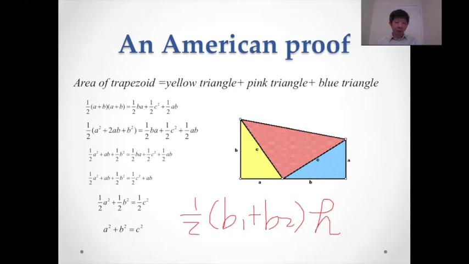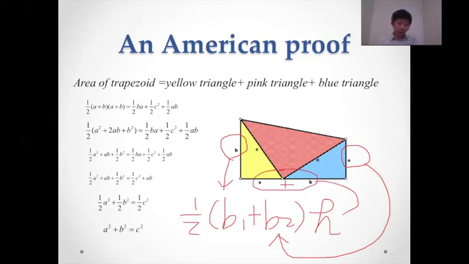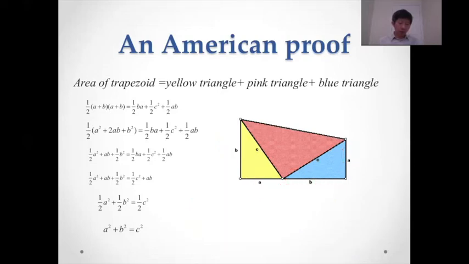Where is base 1? Can we say base 1 is B right here? Can we say base 2 is this? What about the height? Can we say A plus B is the height? So A plus B is the height, like this. If this is okay with you, then we can plug in this. When we plug in, we have 1/2 times A plus B times A plus B. Does that make sense to you?